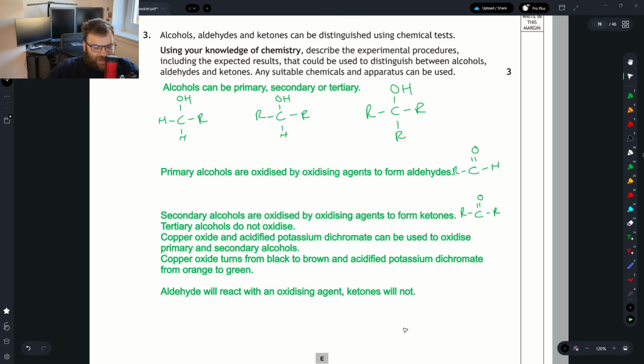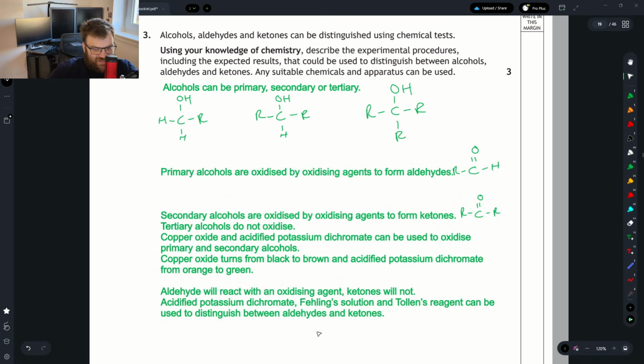Leading on from that, aldehydes will react with an oxidizing agent, ketones will not. Oxidizing agents that allow you to do this would be acidified potassium dichromate again, Fehling solution, and Tollens reagent, and those will tell them apart. It would react positively with the aldehyde but not the ketone.